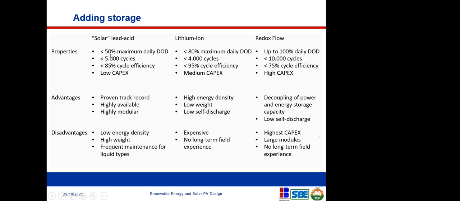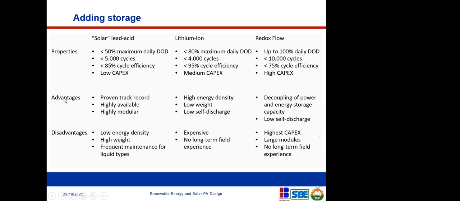I told you that lead acid battery has a DOD of 50%, and if you're using lithium ion, it can even be up to 90%, depending on the type of lithium ion that you have. And then this is redox flow. Now this is even 100%. Okay, but they have their pros and they have their cons. So the advantages and disadvantages.